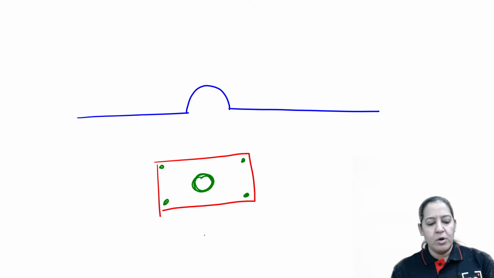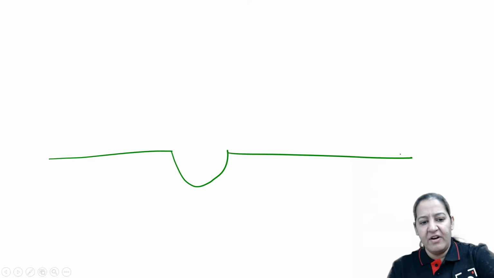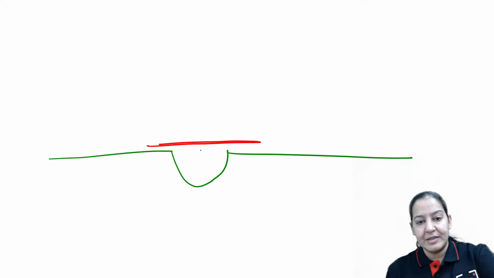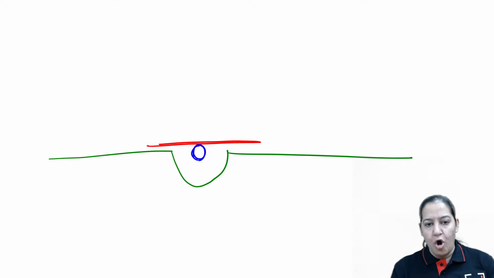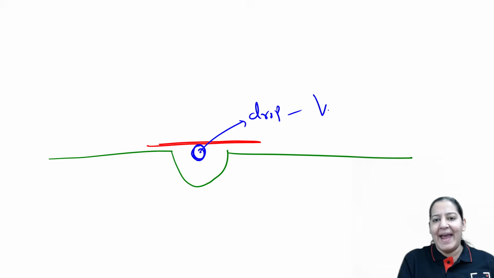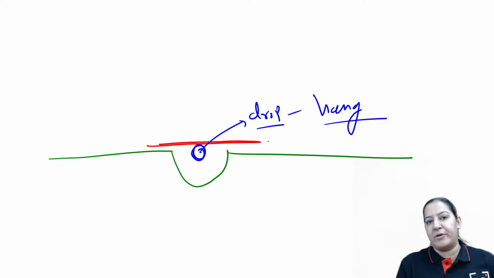You got my point? What I am asking you to do is take the slide and just invert the cover slip over it. Invert it, so it contains the bacteria drop at the center. So the drop will hang. So this drop will hang like this. So it is known as hanging drop preparation.